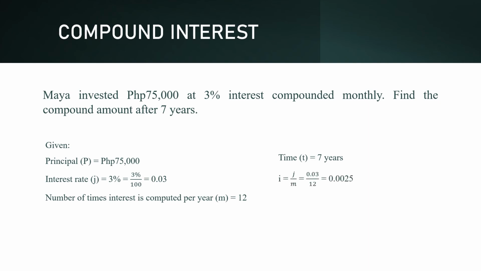There is a small letter I in the formula, which is the quotient of J and M, and we'll compute it for now. 0.03 divided by 12 is equal to 0.0025, and this will be our small letter I. Lastly, a small letter N is also used in the formula, which is the product of time and M. Calculating will get 84. In this problem, we are required to solve only for the final amount after 7 years.